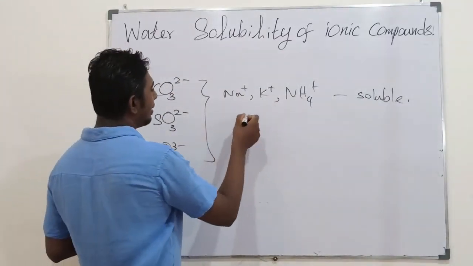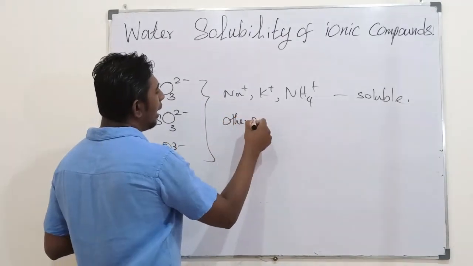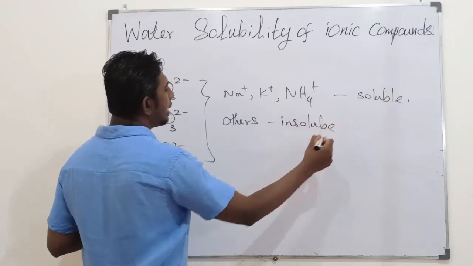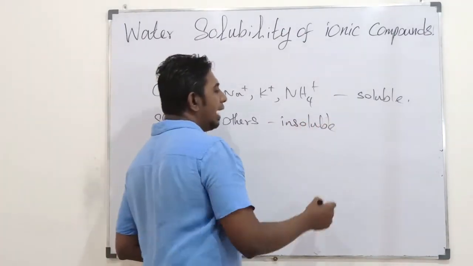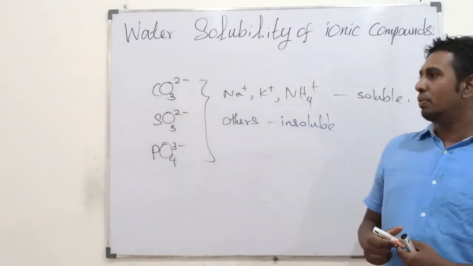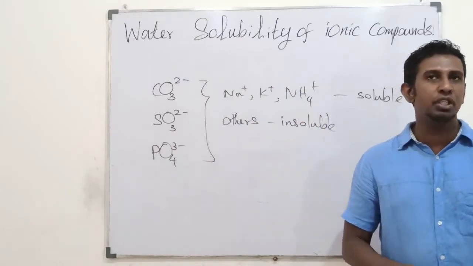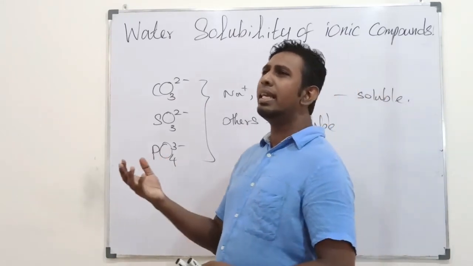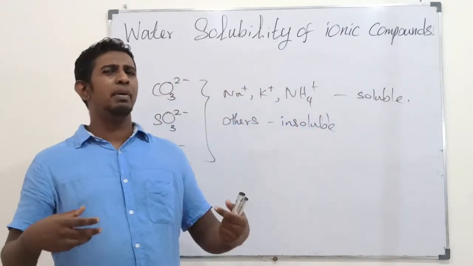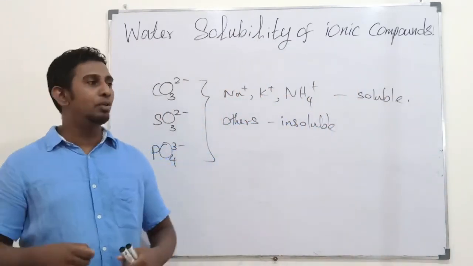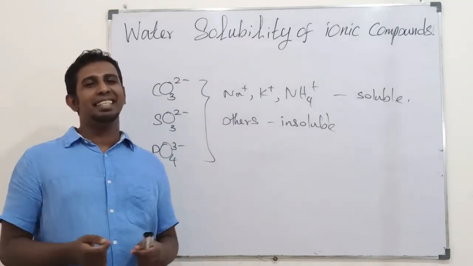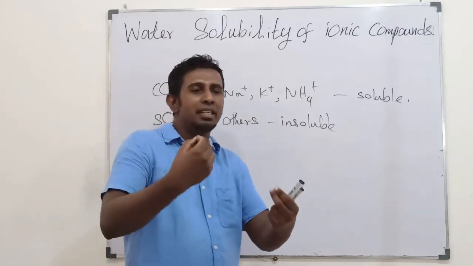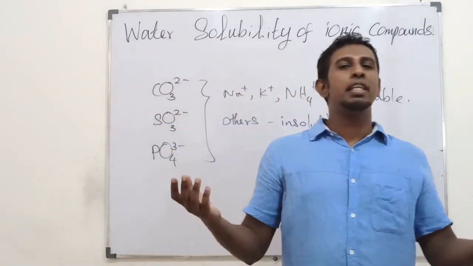But the others are water insoluble. You take any other cation, their carbonate is water insoluble. All the second group carbonates are water insoluble. All the second group sulfides and phosphates are water insoluble. Any other d block metal carbonate, sulfide, phosphate would be water insoluble. So it's very easy. Hereafter you could predict the water solubility of those substances.